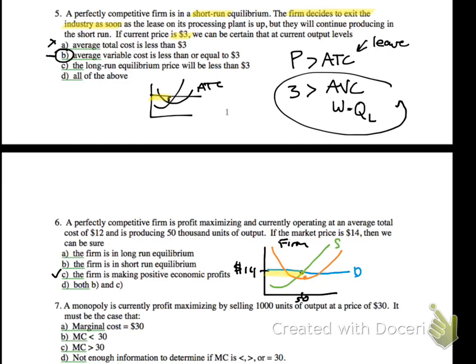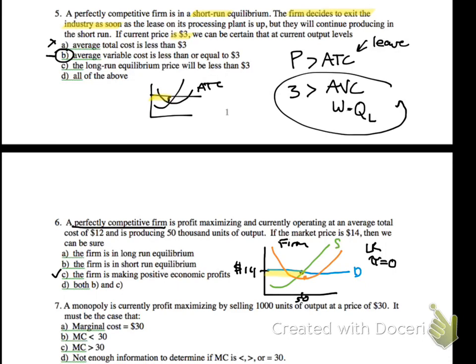So the firm is in short run equilibrium. Let's take a look at that. We know that temporarily this will be true, that they'll be making profits. But since they're making profits, more firms will enter the perfectly competitive market and shift that equilibrium back in the long run to where profits are zero. So in the long run, profits are zero for a perfectly competitive firm.